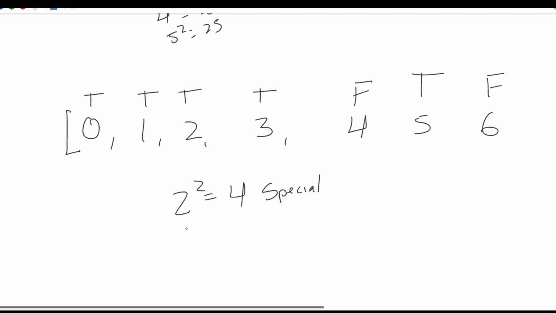And then we go to the next one. We do 3 squared equals 9. Is this in our range? Well, it is. In this case, we're going from 4 to 16, so this would be special, and we can remove it from our range.